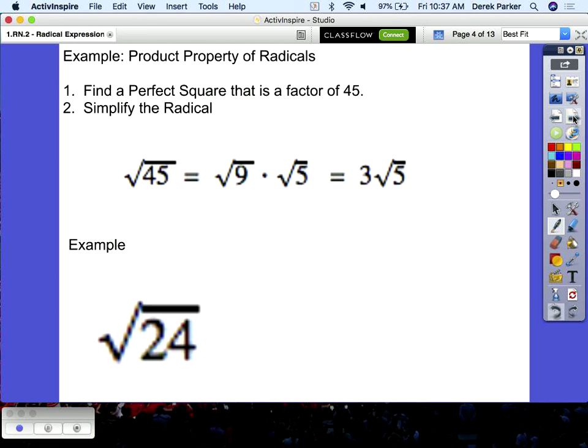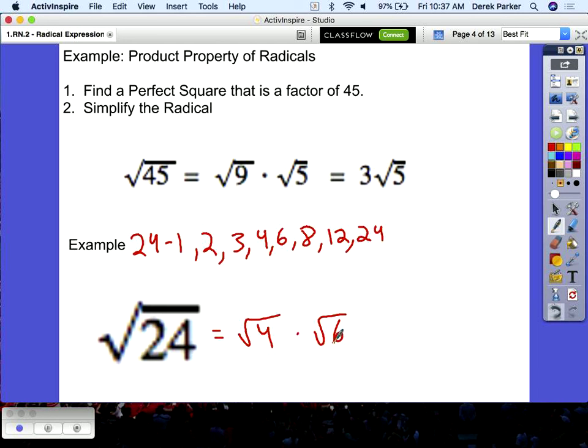Now let's do 24. Now the factors of 24 are 1, 24, 2, 12, 3, 8, 4, and 6. Okay, so all of those are factors of 24. And I need to find one that has a perfect square. Well, the only perfect square that makes up 24 is 4. So I'm going to rewrite that as the square root of 4 times the square root of 6. I can simplify the square root of 4, and that becomes 2. Square root of 6 cannot be simplified, so my answer is 2 times the square root of 6.